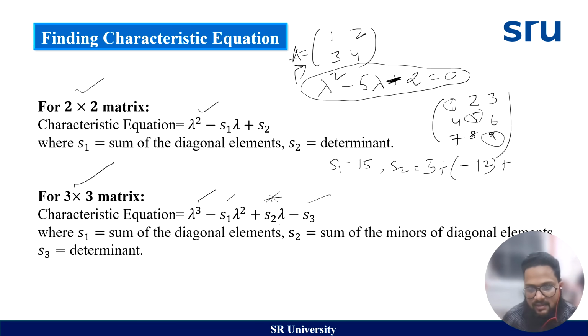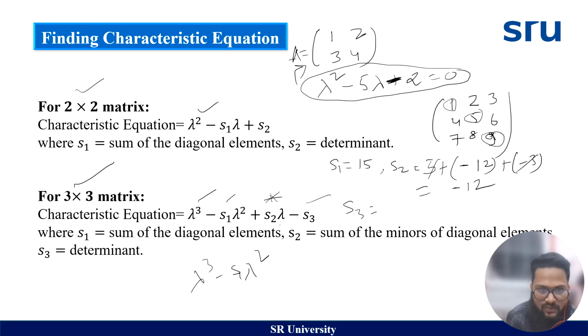Then the third diagonal element is 9, so if you remove the third row and third column, the remaining is 1 2 4 5, so 5 minus 8, which is minus 3. So minus 3 plus 3 will cancel, so the ultimate s2 will be minus 12. Similarly you can find s3, the determinant, which is very easy, you know how to find the determinant. Then you just put it in that formula, lambda cube minus s1 lambda square plus s2 lambda minus s3. So s1 is simple, s3 is also simple, and s2 is this concept, the sum of the minors of the diagonal elements.